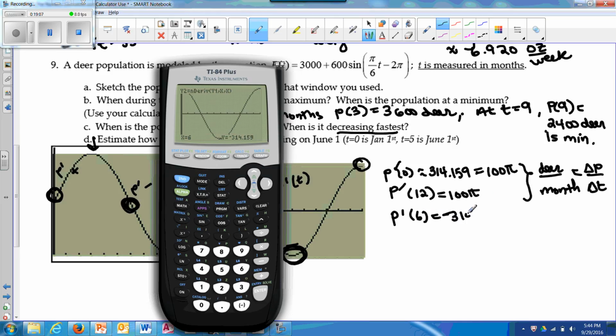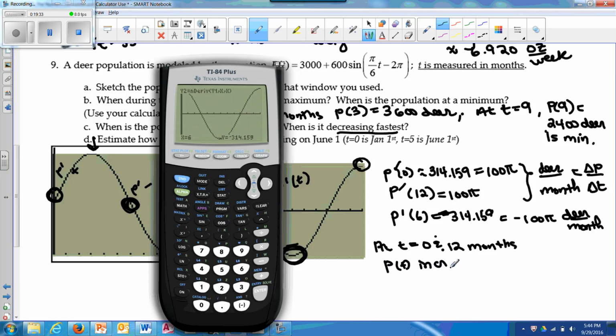P prime here in the middle was actually at 6, and P prime of 6 is actually negative 314.159, or negative 100 pi, also in deer per month. So that's when the population was decreasing.